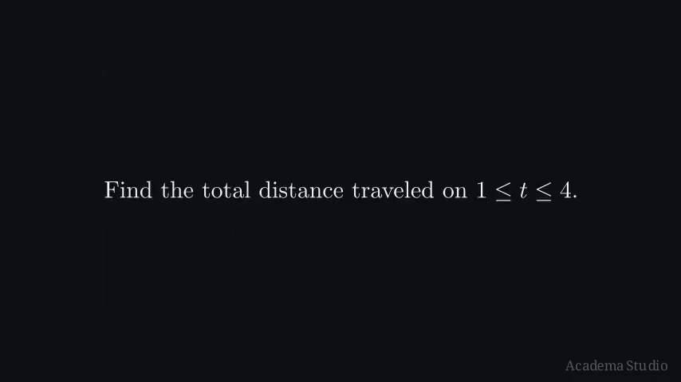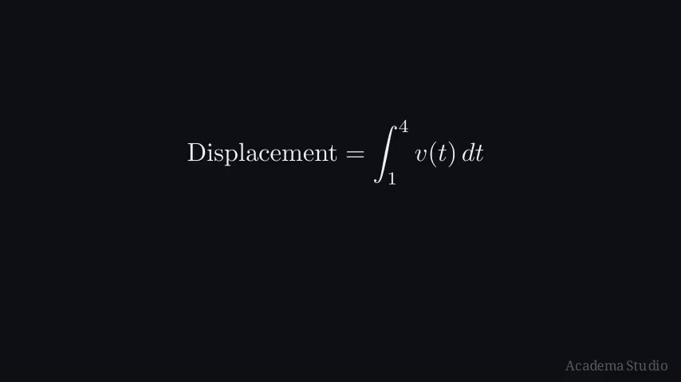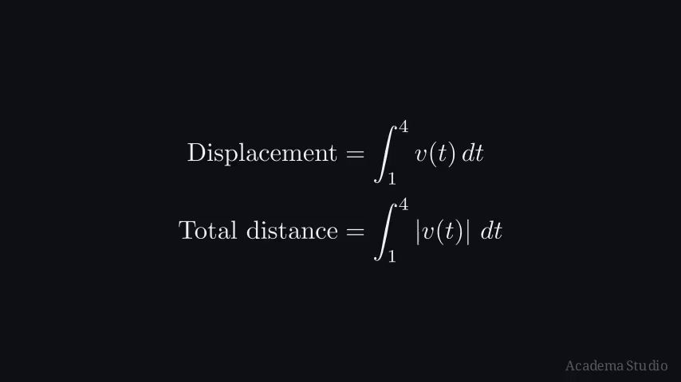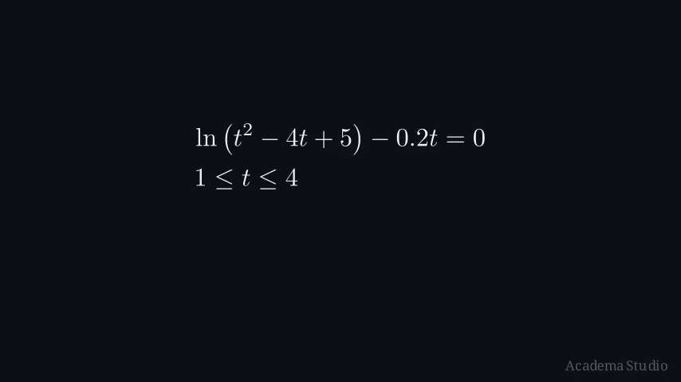Part D asks for total distance, not displacement. Displacement equals the integral from 1 to 4 of v(t) dt. Total distance equals the integral from 1 to 4 of the absolute value of v(t) dt. Set the absolute value of v(t) equal to 0. On the interval from 1 to 4, the velocity is 0 at approximately t equals 1.425610 and t equals 2.883204, where 1 is less than or equal to t, which is less than or equal to 4.